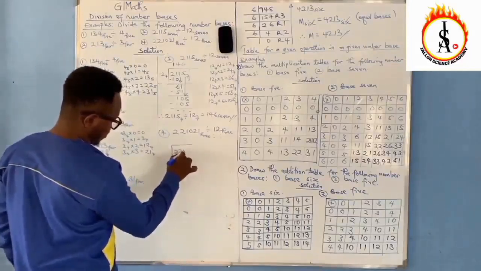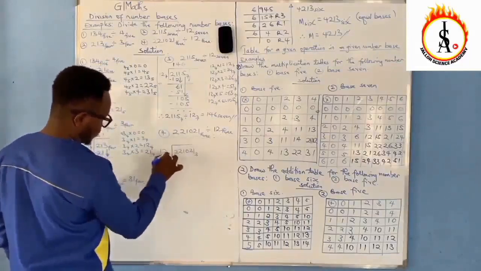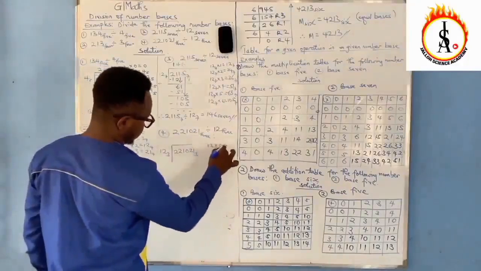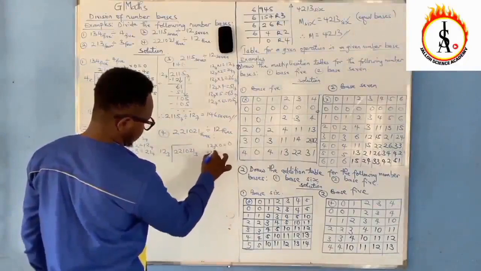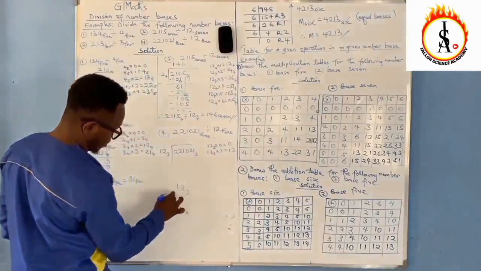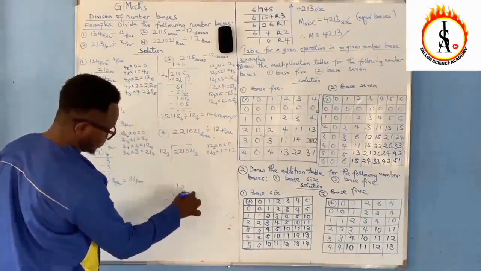2, 2, 1, 0, 2, 1, base 3. And here we have 1, 2, base 3. So we get here 1, 2 multiplied by 0. 1, 2 in base 3 times 0 is 0. 1, 2 in base 3 times 1 is 1, 2. 1, 2 in base 3 times 2.